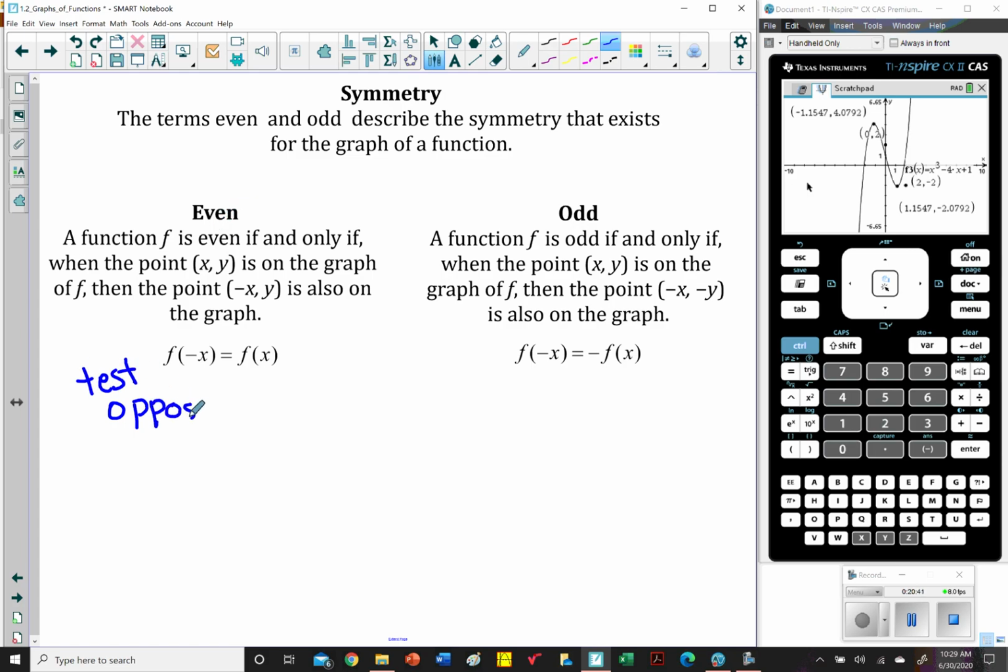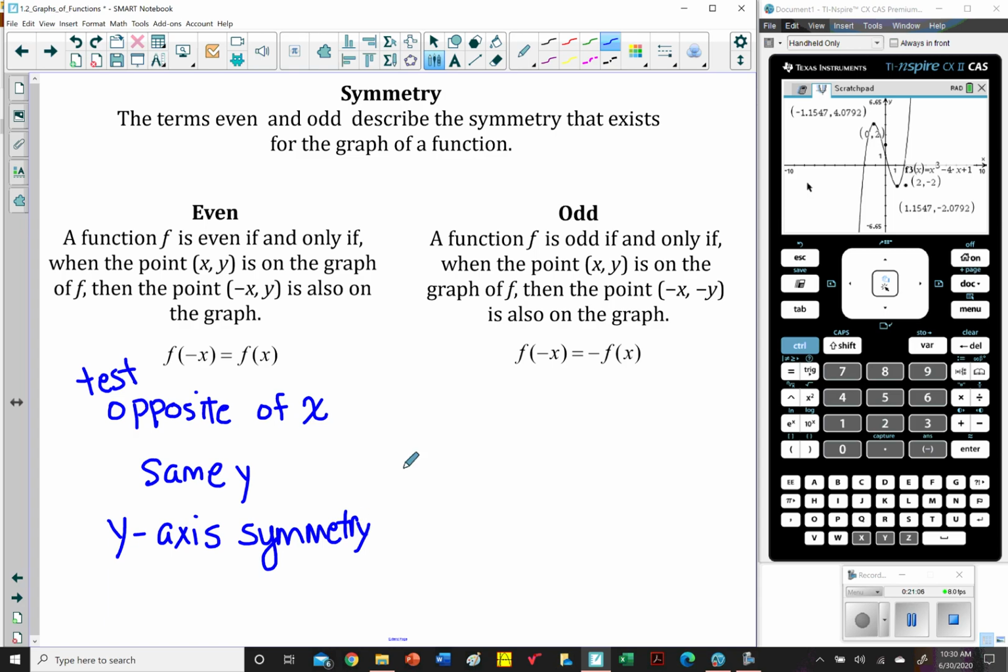We want to do the opposite of x. I'm not saying negative x, because x could be a negative number. We want to read that as the opposite of x. And your result is the same y. Then you have y-axis symmetry, an even function like a parabola, y-axis symmetry. And an odd function, your algebraic test is you do the opposite of x, and you get the opposite of y.